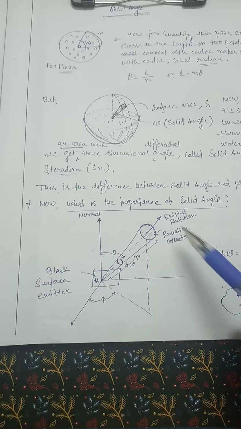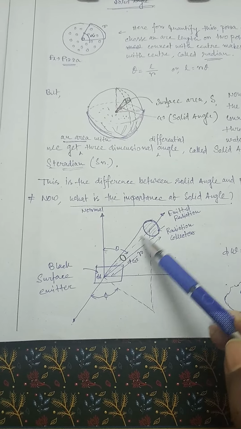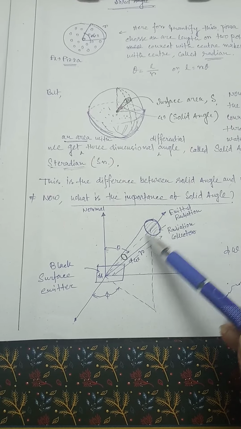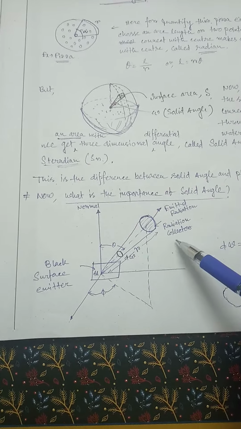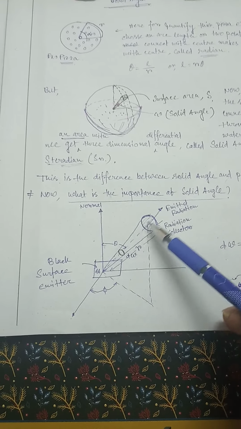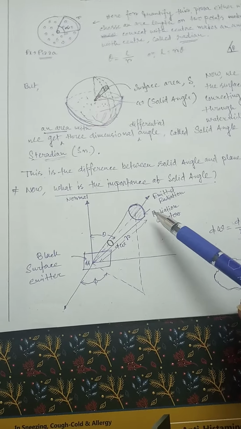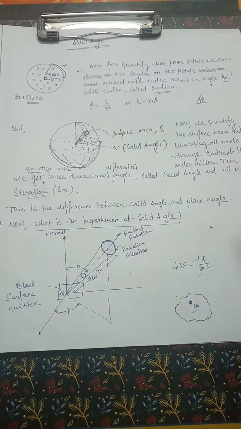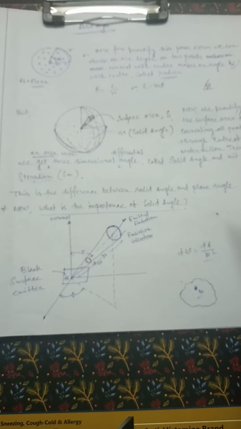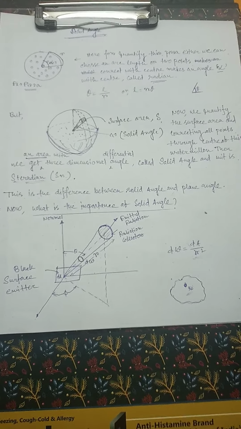And here we can write that radiation is emitted from a surface, and it is absorbed by, or collected from, the other surfaces. So the solid angle is very important for analysis in heat transfer. Okay, thank you.